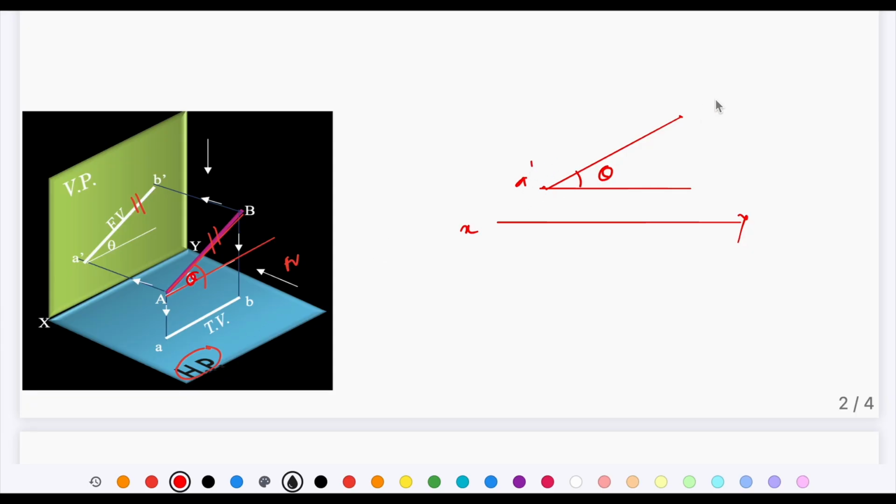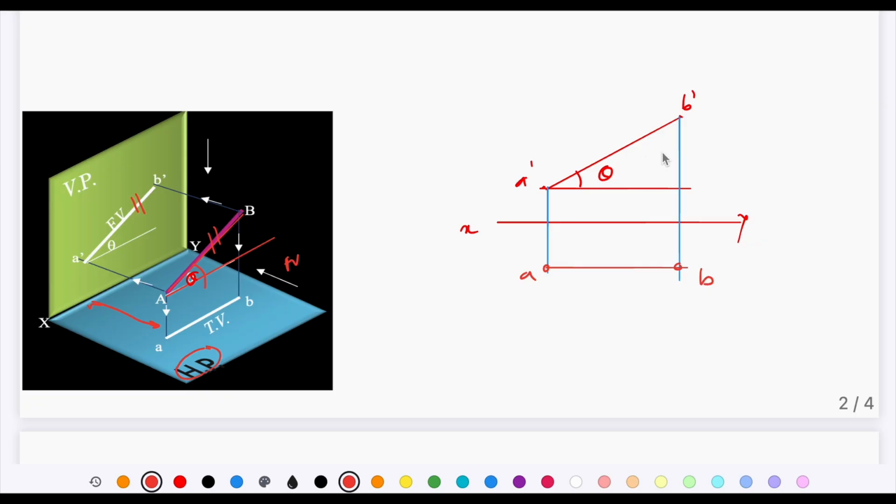So this is the front view, and when you draw its top view, we know that the front view as well as the top view of the point are going to be located on the same line. So at the distance of the line from the vertical plane, you will get one straight line parallel to the xy line. So this is going to be the top view of the line.